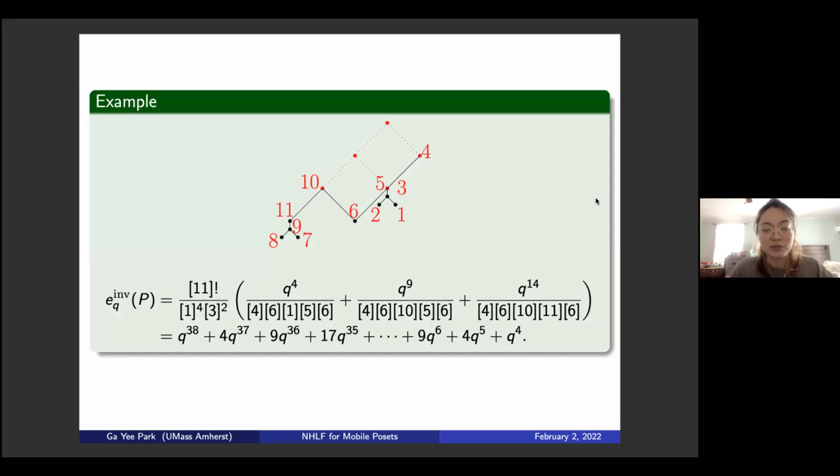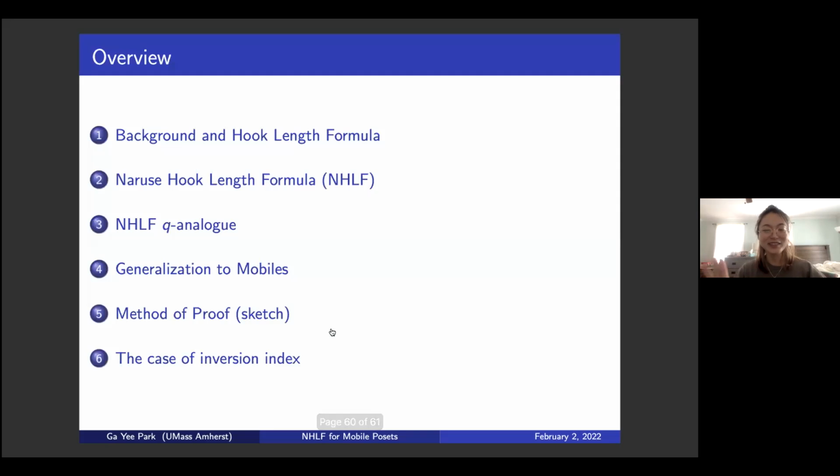And here's an example. In red, I believe, is the labeling of this poset. I inserted it into my formula, and this would be the final answer that I would be getting. You can check in Sage if you would like to. All right, that is it. Today I talked a lot about hook length formulas and introduced the Naruse hook length formula, and talked about the mobile posets and the Naruse hook length formula for those mobile posets as well. Thank you. That's all I have to say for today.